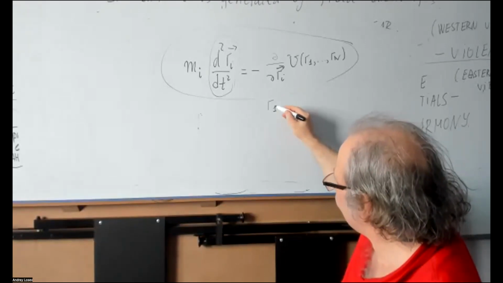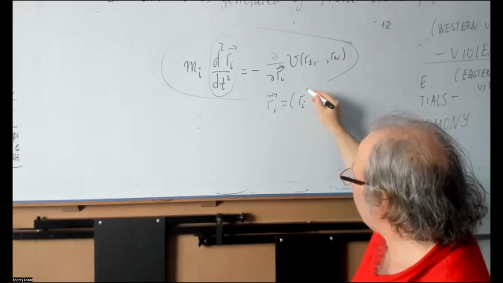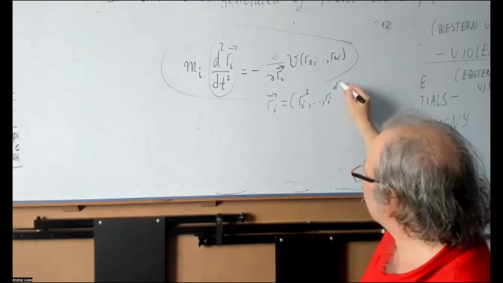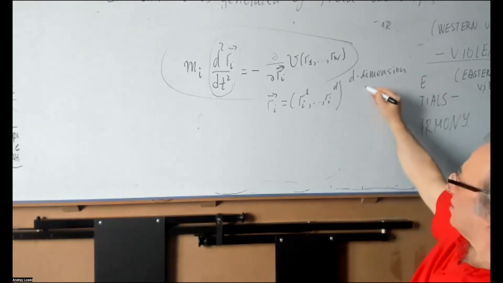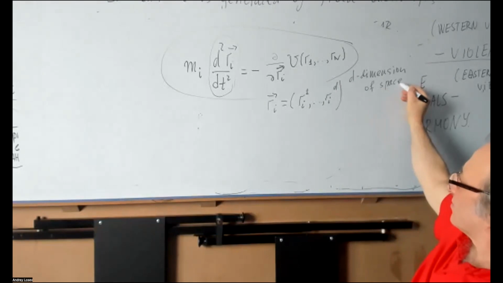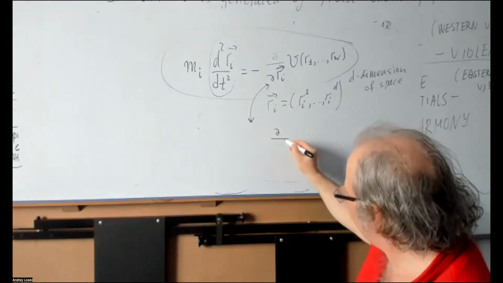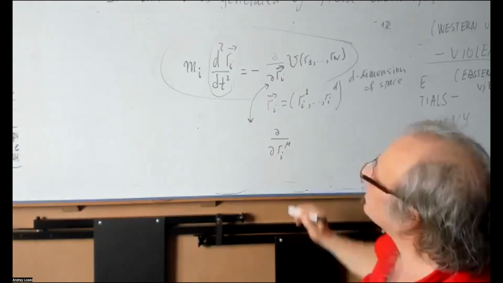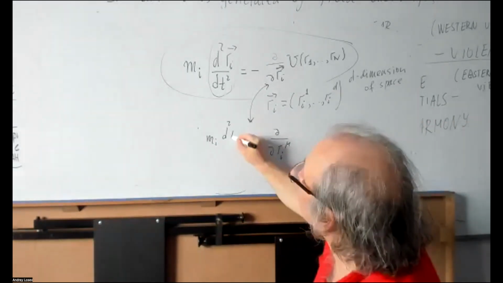The particle r_i is a set of coordinates r_i1, etc., r_id. d is the dimension of space. So what does this symbol mean? This symbol means partial derivative with respect to r_i. Let me call this index mu. So let me write everything in components.